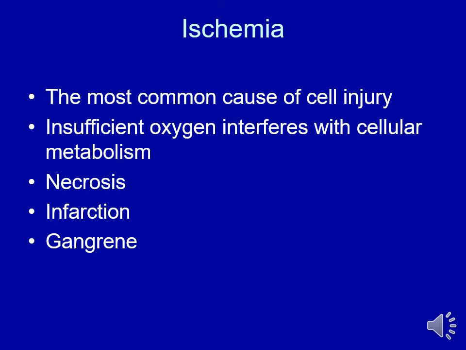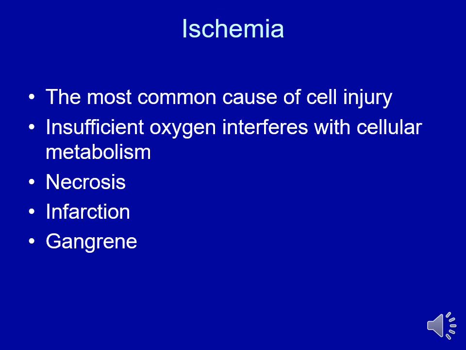Ischemia is a term that refers to a lack of blood flow to a particular group of cells. If you do not have blood flow to the cells, then they are deprived of oxygen. If tissues don't get oxygen delivery, they cannot make ATP, because that's part of the formula where glucose plus oxygen gives you ATP. The cells rely on ATP to carry out their metabolic processes, so insufficient oxygen interferes with cellular metabolism. Ischemia is the most common cause of cell injury.